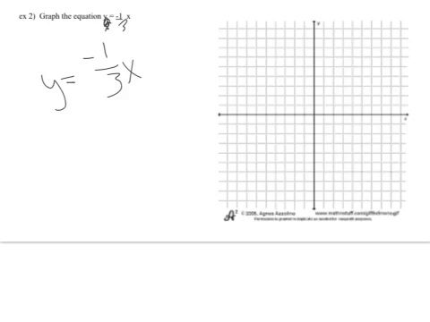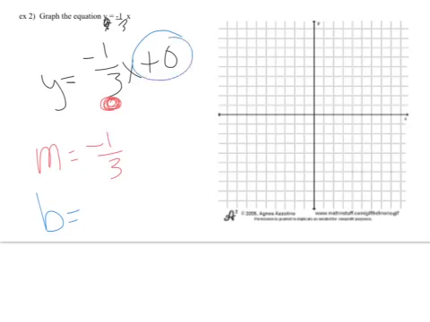Step 2 says we're going to name our slope and our y-intercept. So your slope is the number that's in front of x once it's solved for y. So our slope in this case is negative 1/3. And then your y-intercept is going to be whatever you're adding to it once it's solved for y. Well, if you look at this equation, there's nothing added here. So that's the same thing as if we added a 0 here. That doesn't change anything. So that means our y-intercept would be 0.